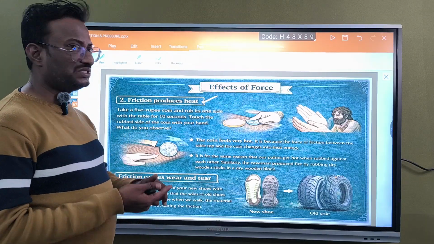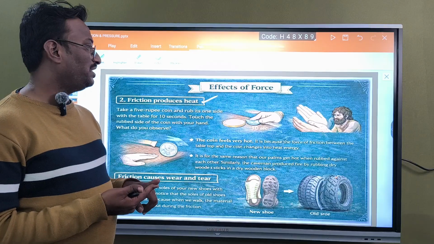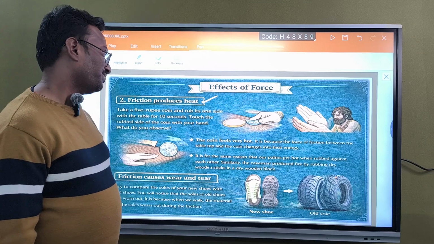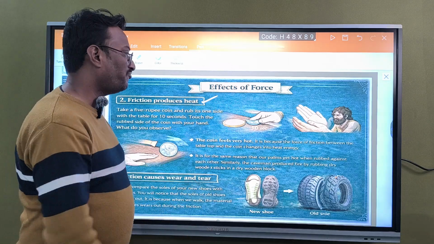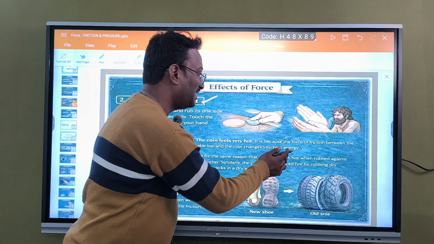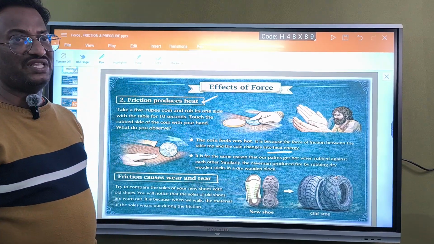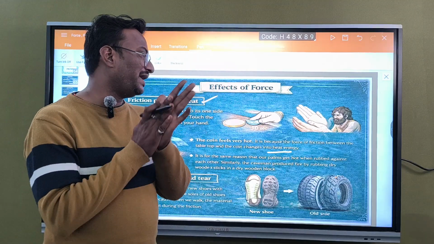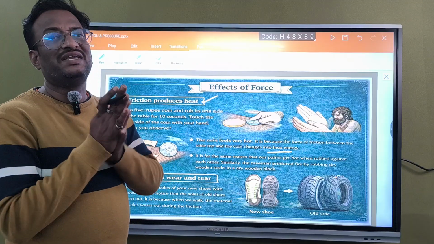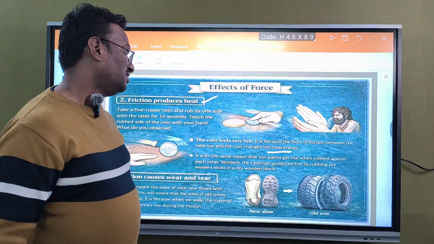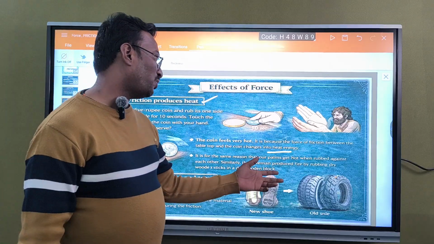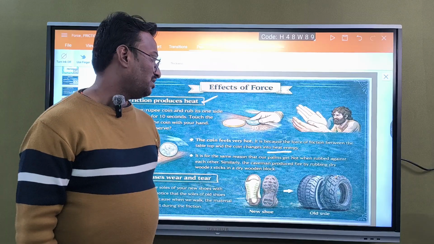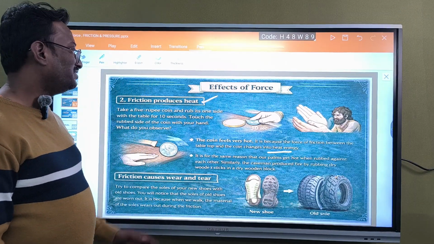Touch the rubbed side of the coin. Definitely you feel hot. Right? What do you observe? You feel hot. It is because the force of friction between the table and the coin changes into heat energy. It is for the same reason that our palms get hot when rubbed against each other. Similarly, cavemen produced fire by rubbing dry wooden sticks on a wooden block. And this is the second effect.